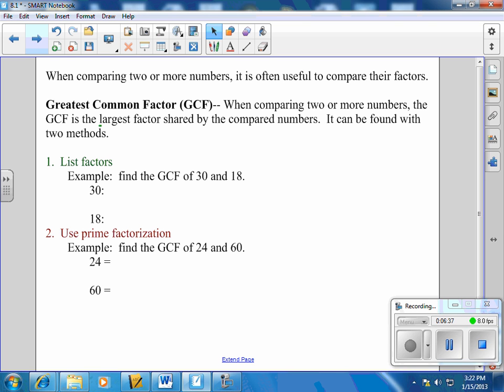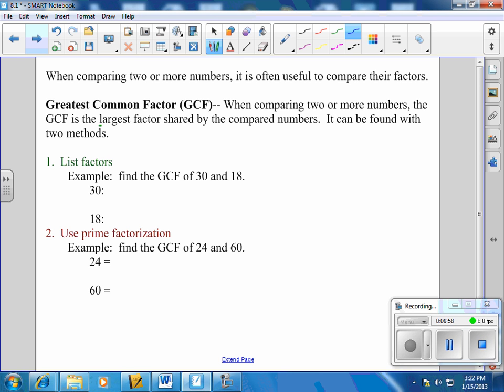So the first thing that we can do is go through and list all of the factors. List all of the numbers that go into both of those and find the biggest one that they have in common, the greatest common factor. Number 2 is what we just did on the other slide. Do prime factorization and see all of the numbers that they have in common. So let's list the factors first.